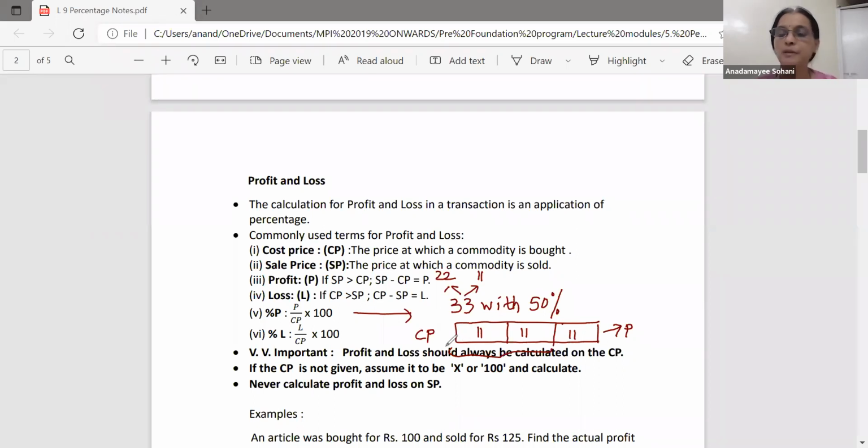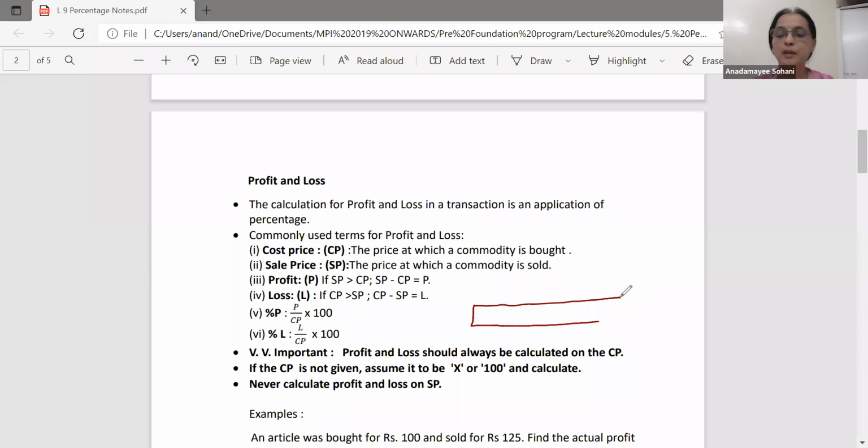We are going to do some more sums like this. And for the loss, on 10 rupee cost price, it is 20% loss. So if I make the whole thing 5 compartments of my cost price, 1 compartment is loss. So if it is 10 rupees, I am making 5 compartments of my cost price of 10 rupees, and 2 rupees loss is 20% loss.